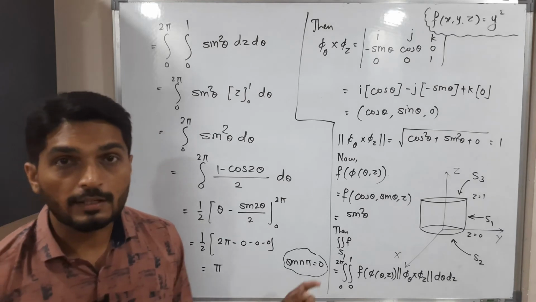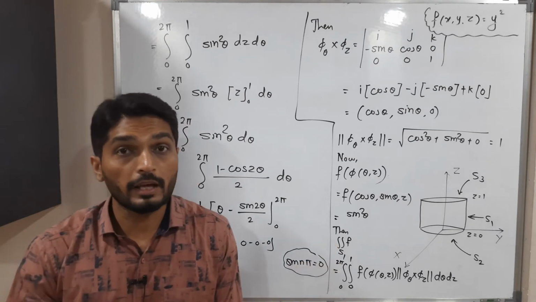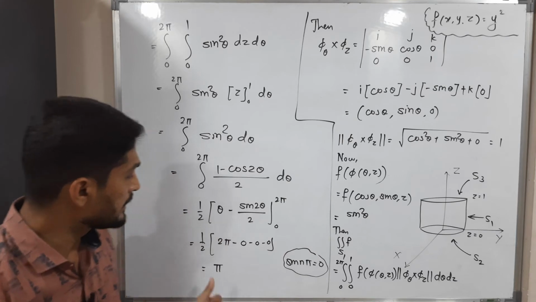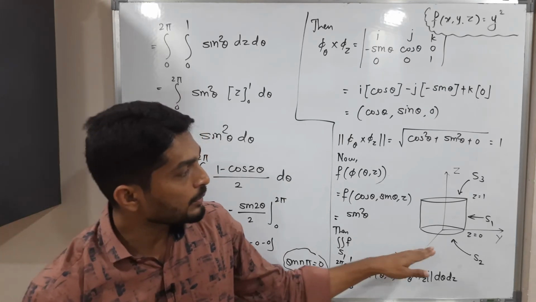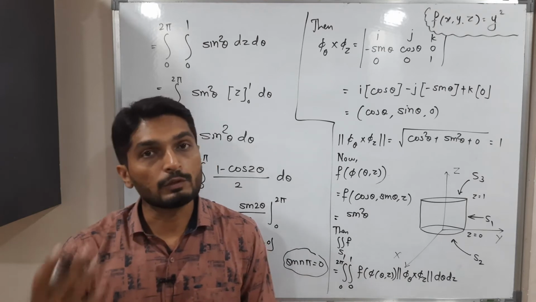It means the surface integral of scalar field f over surface S1 is pi. So the first task is finished. Now we have to consider a surface S2, then we will go for S3.